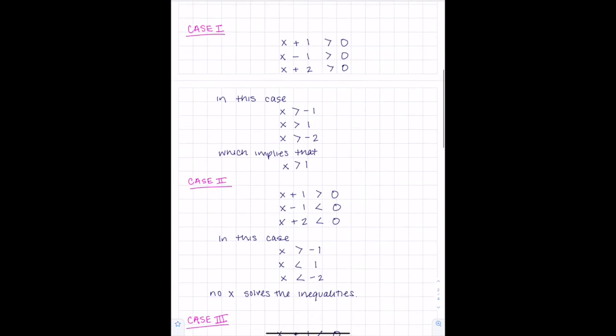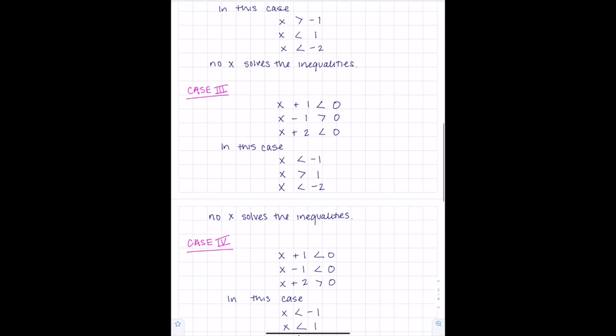By using cases, in case 1, x plus 1 is greater than 0, x minus 1 is greater than 0, x plus 2 is greater than 0, and in this case, x is greater than negative 1, x is greater than 1, x is greater than negative 2, which implies that x is greater than 1. In case 2, x plus 1 is greater than 0, x minus 1 is less than 0, and x plus 2 is less than 0. In this case, x is greater than negative 1, x is less than 1, and x is less than negative 2, and no x solves the inequality.